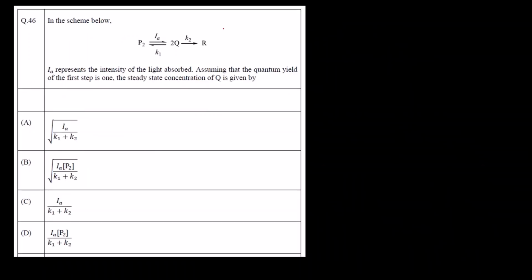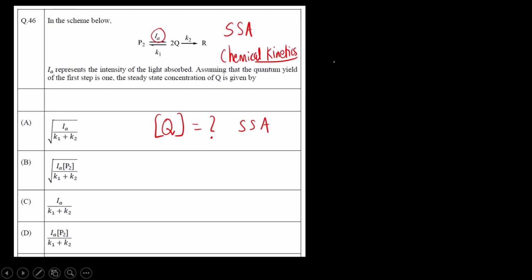Next, this is a question of steady state approximation from chemical kinetics. IA represents the intensity of the light absorbed. So this is a photochemical reaction, first step. Assuming the quantum yield for the first step is 1, the steady state concentration of Q will be what? So we have to find out the concentration of intermediate Q using steady state approximation.